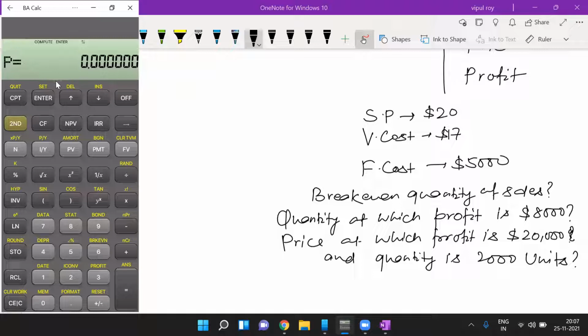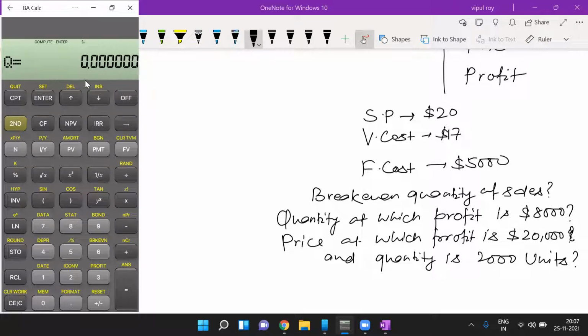It is asking for price. So what is my selling price per unit? 20. So my selling price per unit is 20. 20, enter. Then again drop down. It is asking for profit. Okay, so we have to find out break even quantity of sales. Break even means profit will be equal to 0. So by default it is 0.